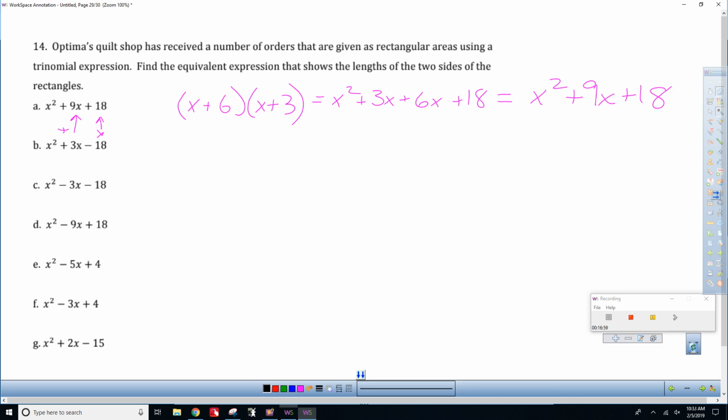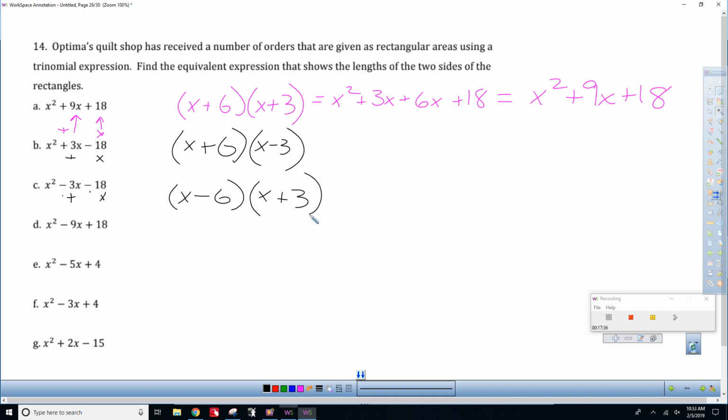Multiply to be negative 18 and add to be positive 3. Did I say negative 3? I meant positive 3. x plus 6 times x minus 3. Right? Alright, multiply to be negative and add to be negative. Now the 6 is the bigger number. They multiply to be negative 18. Add to be negative 3.